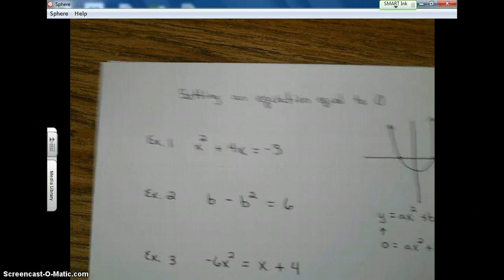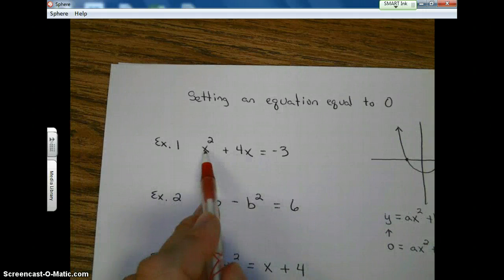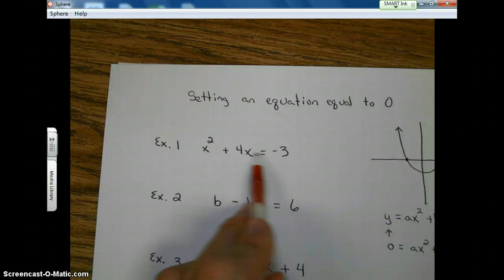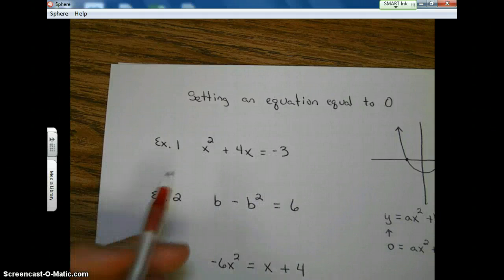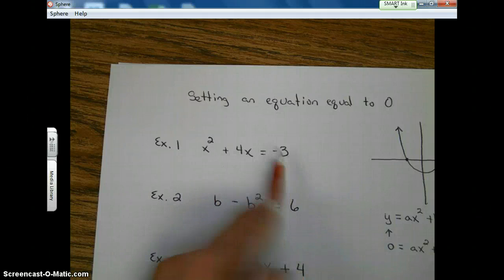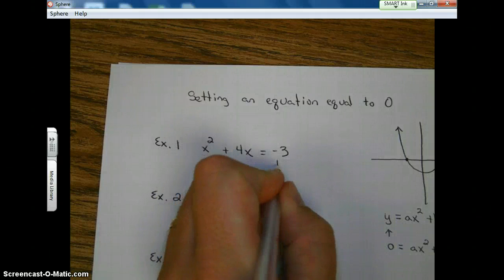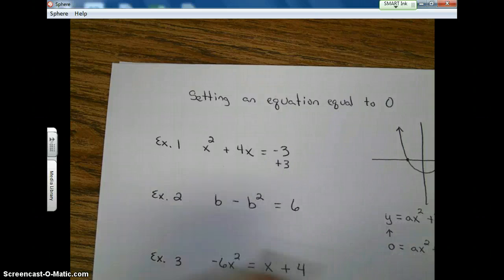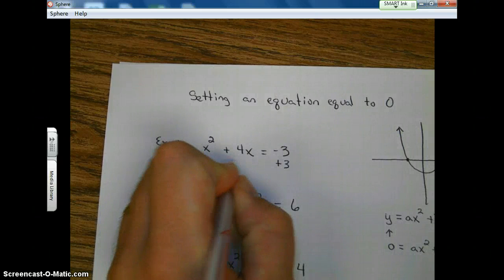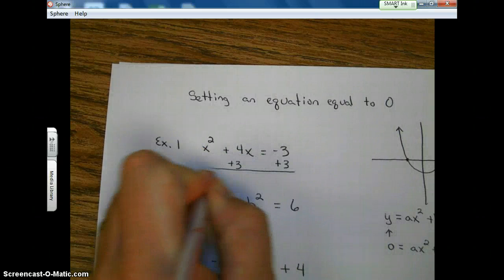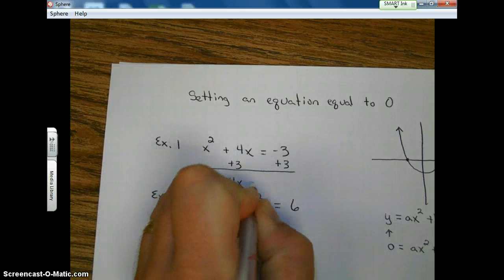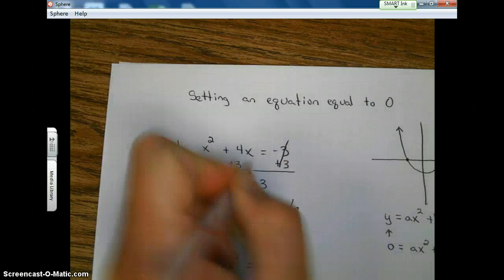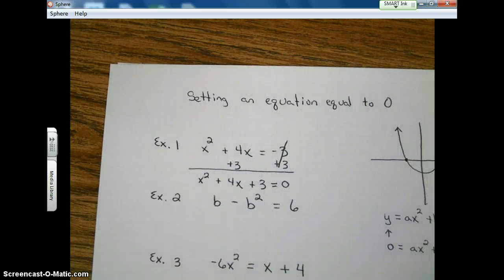So let's take a look at these examples. Notice that this quadratic equation is not set equal to 0. So we would want to set this equal to 0 by canceling out the negative 3, by adding 3. And what you do to one side, you do to the other side. We get x squared plus 4x plus 3. Those cancel, giving us a 0.